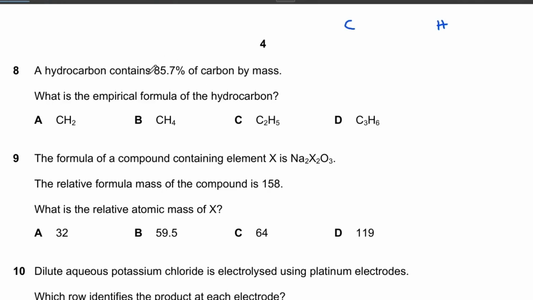Now the percentage of carbon is given to us, which is 85.7, but that of hydrogen is not given to us. So we need to find that. How do we do that? You just do 100 minus 85.7, which is going to give us 14.3. So now you divide it by the relative atomic mass.